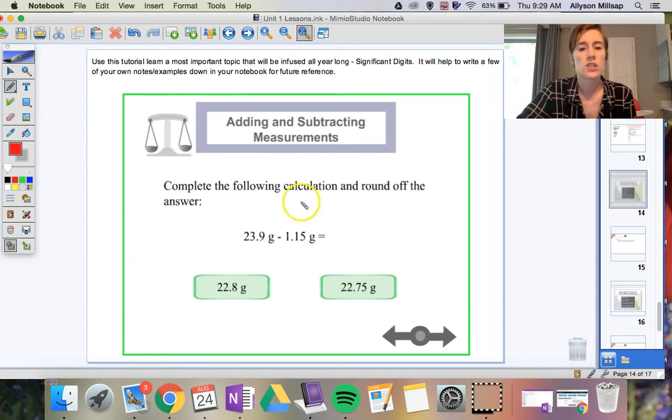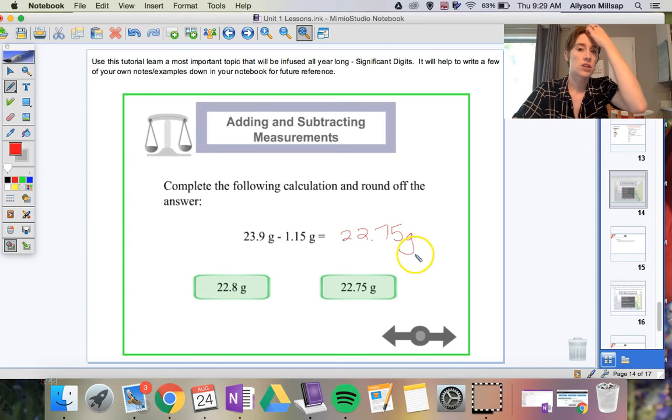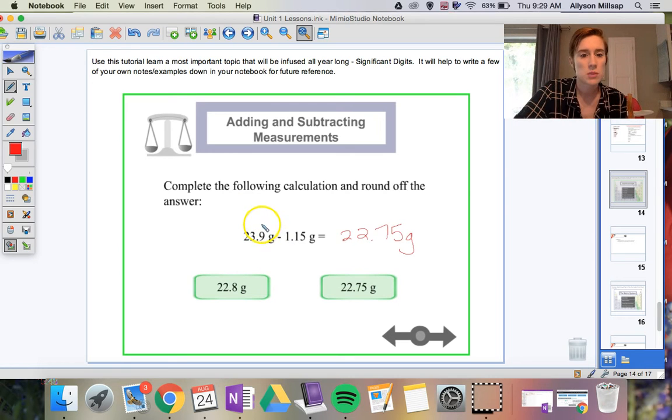Okay, let's do one more addition, one more subtraction. So I have 23.9 grams minus 1.15 grams, and the answer is 22.75 grams. Now, I have to round it correctly. So I ask myself, the first number, what is its precision? Well, it goes to the tenths. This one goes to the hundredths.